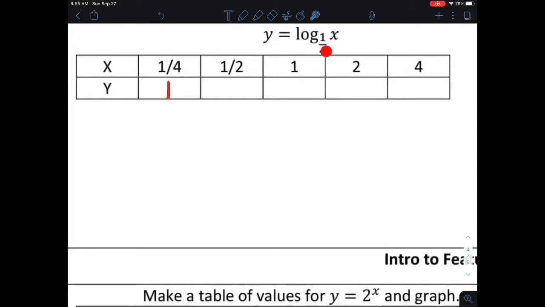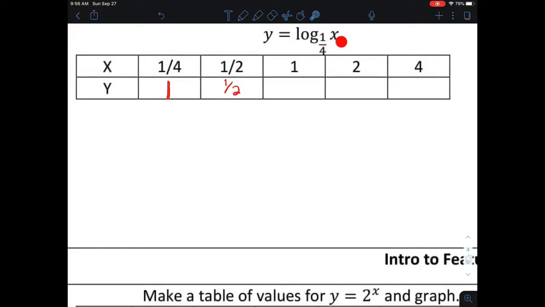Log base 1/4 of 1/2. So 1/4 to the what power makes 1/2 is what you're asking yourself. And that would be, if I took the square root of 1/4, so that means the exponent of 1/2. All right, then we go to the next one.